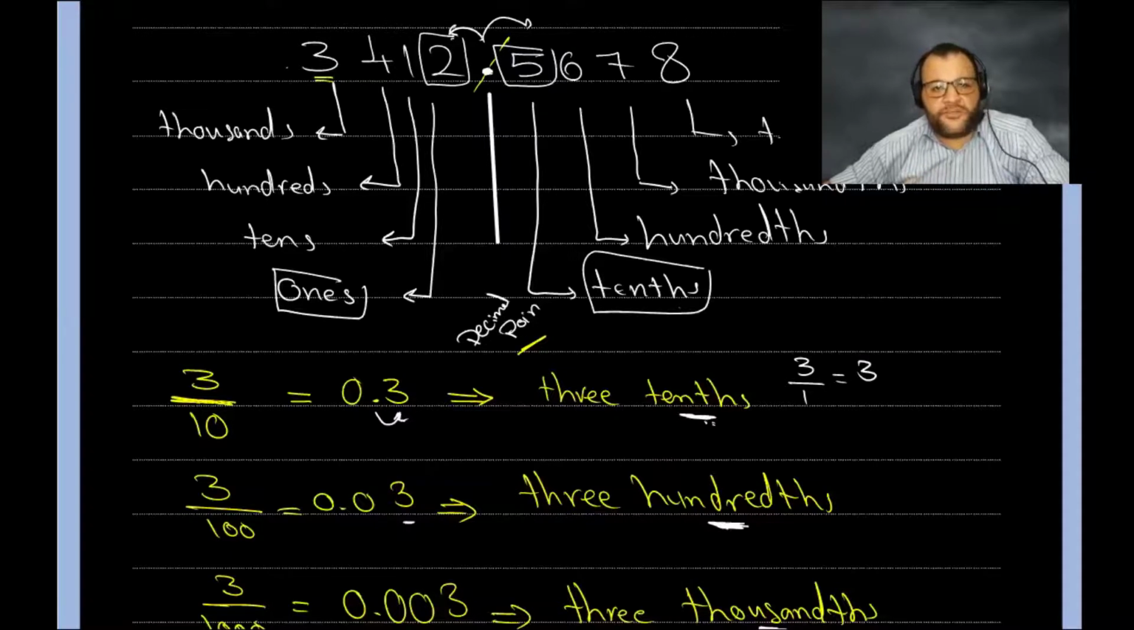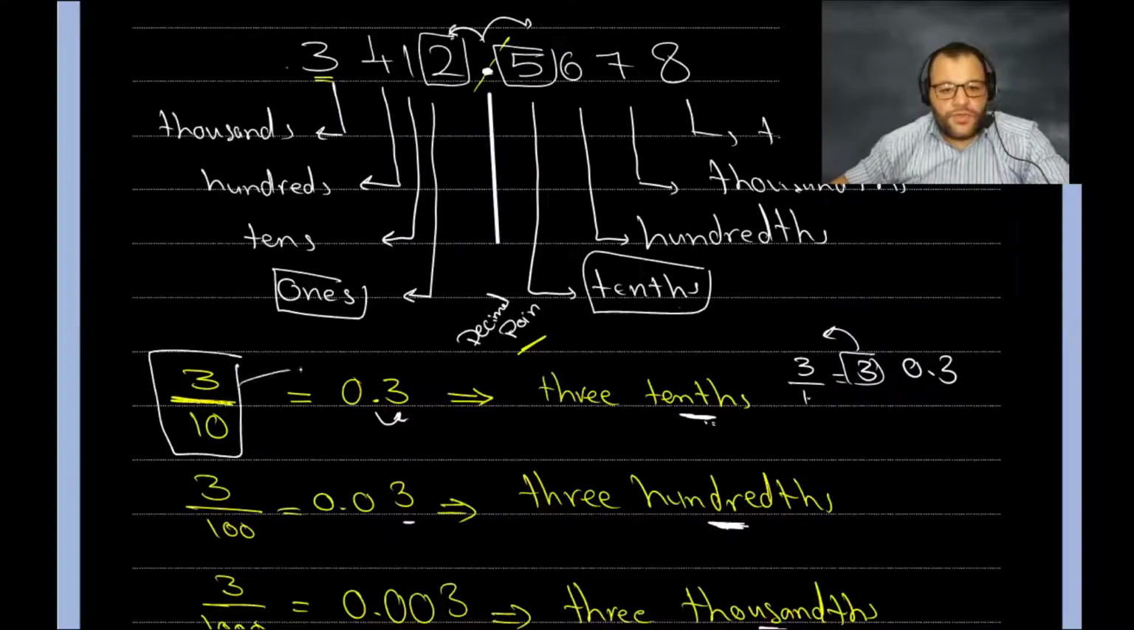When I ask you to write 3, does it mean ones or tenths? Tenths. Why? So if I have 3 over 10, where do I have to write it? If I write 3, it means 3 ones. Yeah. But when I write 3 over 10, I have to write it as 0.3. That is the number, 3 over 10. It means 0.3.